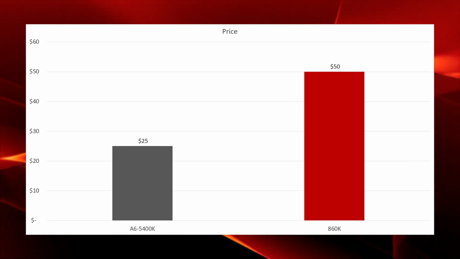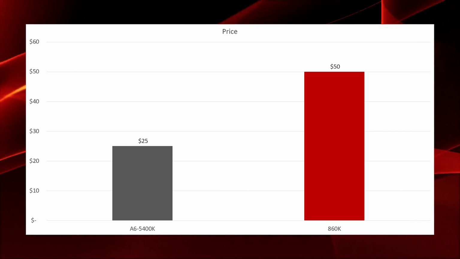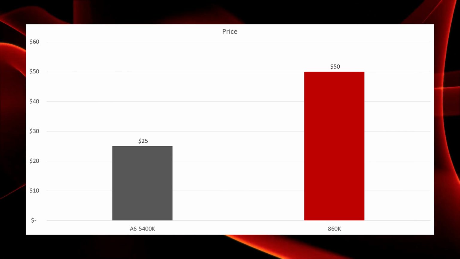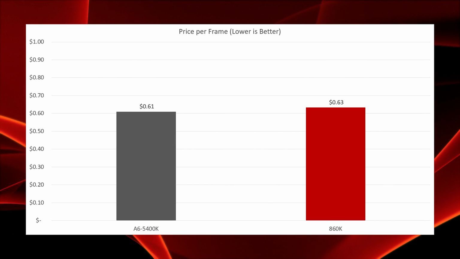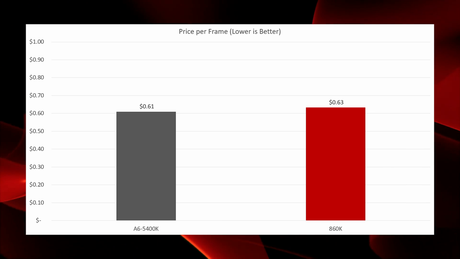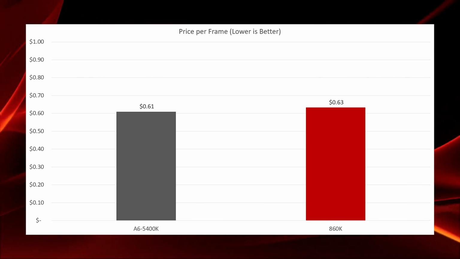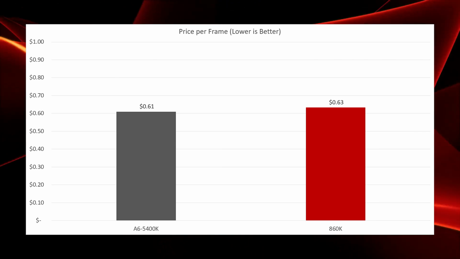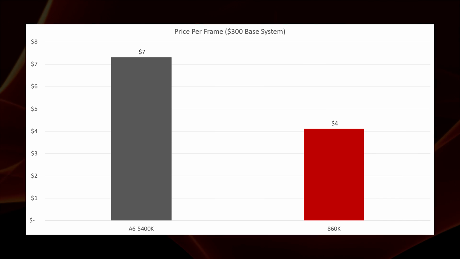It is worth pointing out, however, that the 5400K can be had on eBay all day long for around $25, with the 860K being more like a $50 price point. And if you look at just the processors, the price per frame rendered is actually pretty much identical, with the 5400K coming out slightly on top at 61 cents per frame, with the 860K coming in at 63. But as we know, that's not the whole story here.